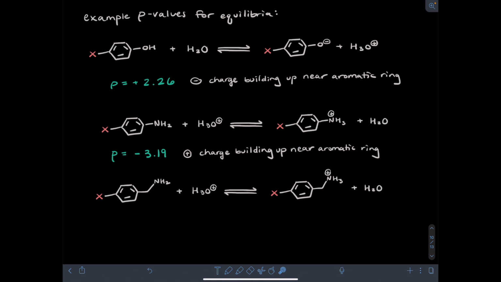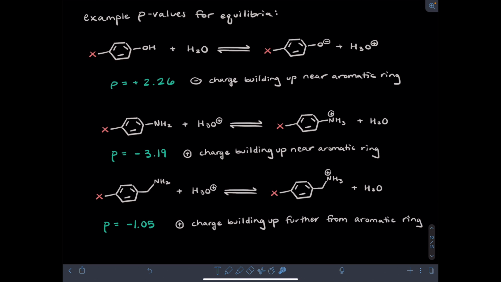Let's consider if we had very similar molecules, but we just inserted a CH2 group between the NH2 and the aromatic ring. We could think about how this equilibrium would compare to that where the nitrogen is directly connected to the aromatic ring. In this case, rho as well is still negative, but it is negative 1.05, compared to the negative 3.19 value from before.